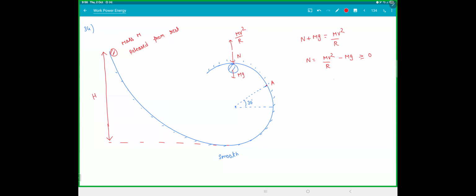Greater than or equal to 0. Therefore, v must be greater than or equal to root rg. So the minimum speed at the highest point should be at least root rg. This is what we derived. It means if you don't have at least this much speed, you won't even reach the top. This is state 1. This is state 2.